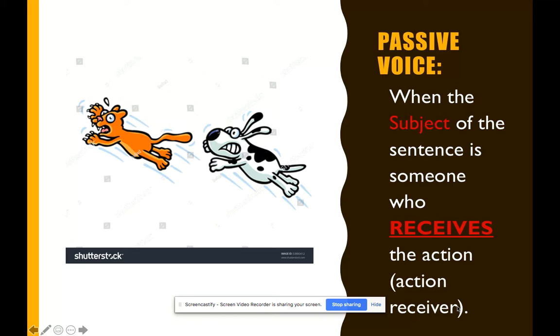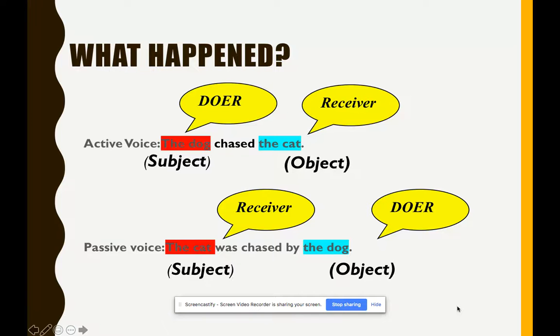So the first question you may ask is, what does it mean by passive voice? Okay, well, talking about the definition, passive voice is when the subject of a sentence is someone who receives the action. The subject of a sentence is the action receiver. Okay, what does it mean by that? I can look at an example.